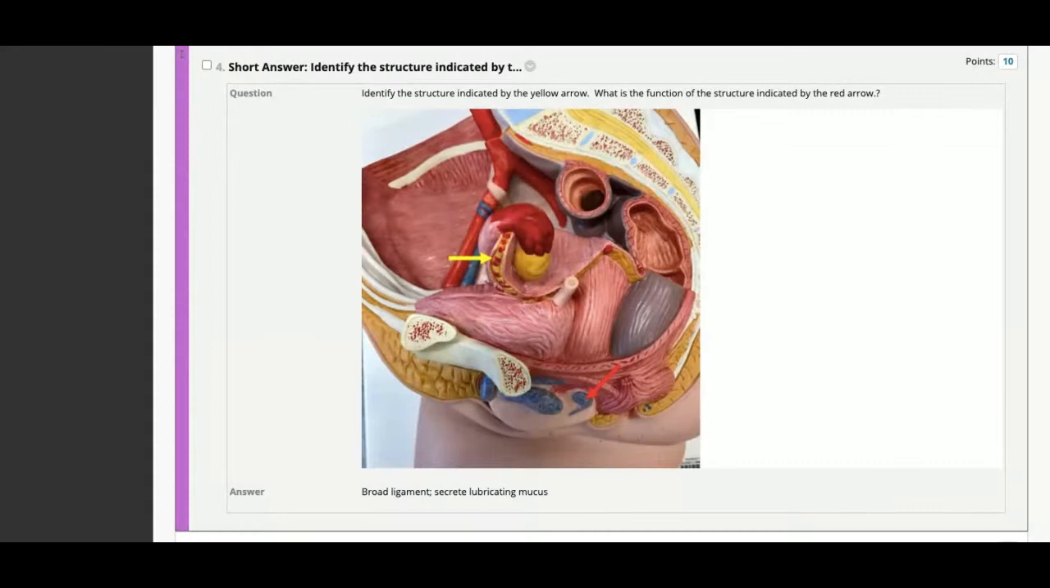Question number 4, it asks about the yellow arrow. The yellow arrow shows the broad ligament, and the red arrow shows the vestibular gland in the female, which can secrete mucus for lubrication of external genitalia.